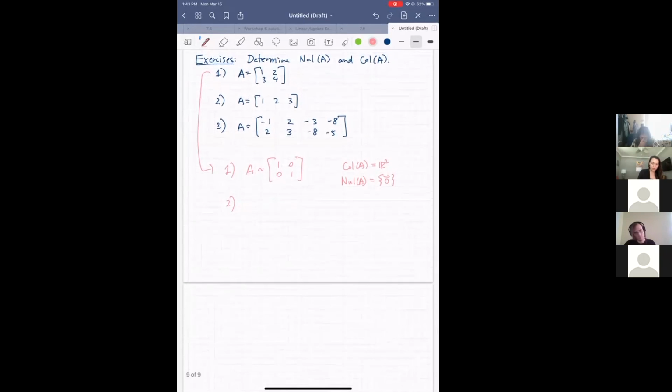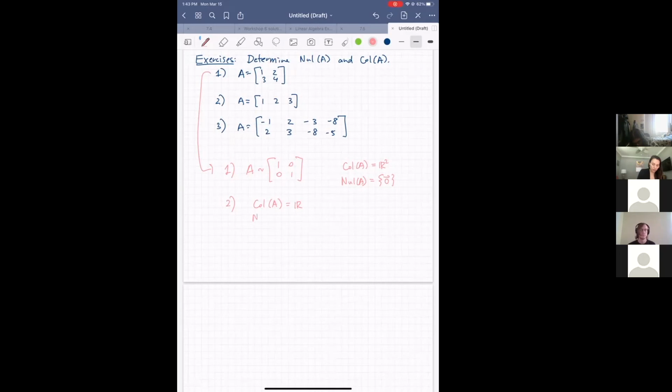Okay, so that covers example 1. For example 2, this is a 1 by 3 matrix, right? And it's already in reduced row echelon form because there's only one row, only one possible pivot. So let's start with the column space. The columns are each just one-dimensional numbers, and so the column space is a subspace of R, and it's going to be all of R since we have non-zero numbers there, right?